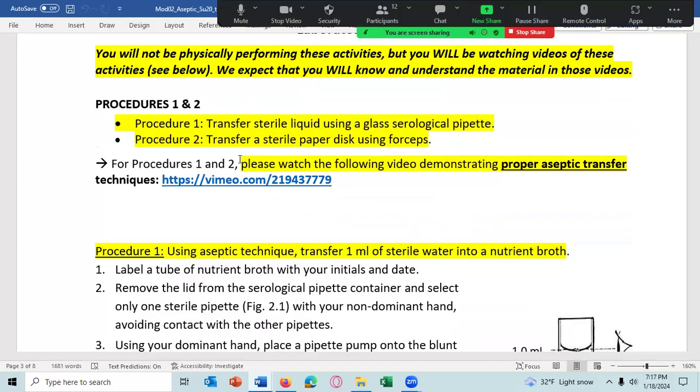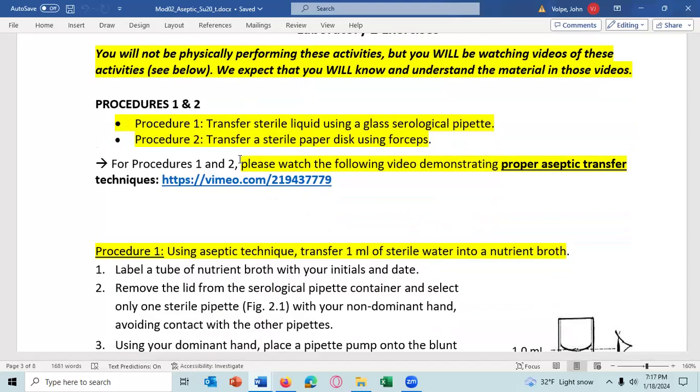In procedure 1, you're going to be transferring sterile liquid, actually sterile water, using a glass serological pipette into 9 mils of media, sterile media. In procedure 2, you're going to be transferring a sterile paper disc using clean forceps and put that sterile paper disc in a tube of sterile media. Any question about any of that?